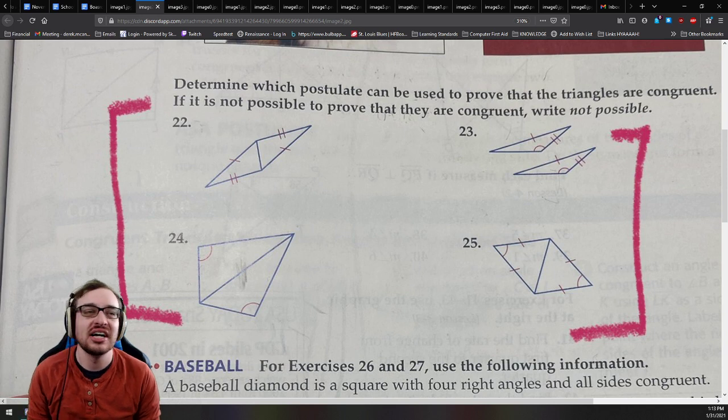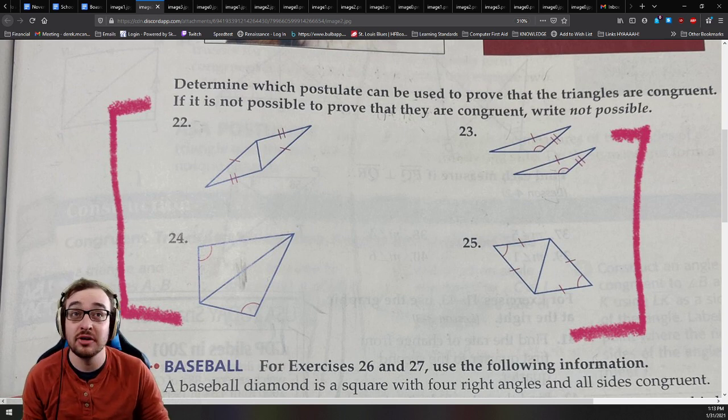Side angle side and side side side. Exactly, right? We have side angle side. Notice the angle is in between the sides, so it is SAS, right? It's not ASS. And then we can get the shared side here, and then we've got matching sides, right? Three matching sides.